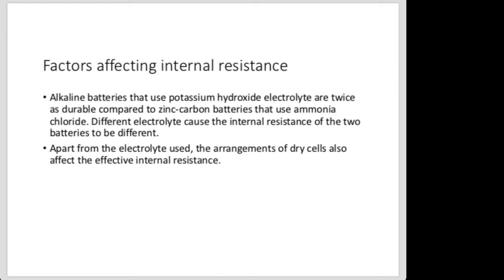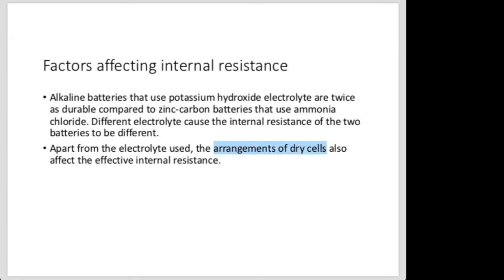Okay, so different types of batteries are using different types of electrolytes, and we know there are different types of batteries. We have alkaline batteries, we have zinc carbon batteries, and then we have lithium based batteries, NiCad batteries, all types of batteries that we use in all kinds of different electronic devices. And those things actually affect what is the internal resistance of the battery or of the dry cell. Okay, so depending on the type of chemicals and substances used, you might have a different amount of internal resistance. The second thing is, apart from the electrolyte used, the arrangement of the dry cells.